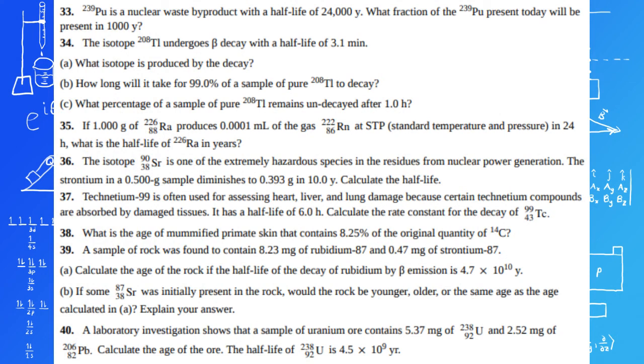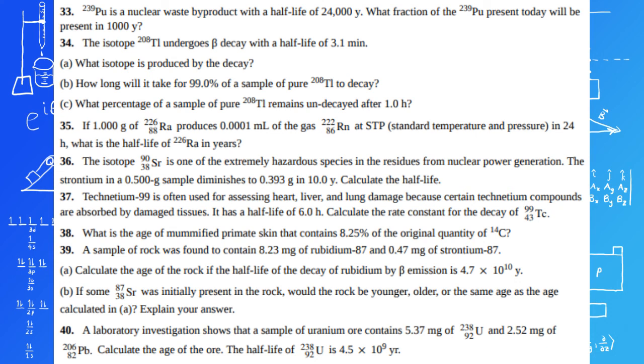38. What is the age of mummified primate skin that contains 8.25% of the original quantity of carbon-14? Yeah, this was the one. I saw this when I was preparing for this recording, and I thought they didn't mention the half-life of carbon-14. If you want to solve it, it's not too different from any of the other problems we saw before. Just note that the half-life of carbon-14 is 5,715 years. And there you go. Have fun discovering the age of that mummified primate skin.